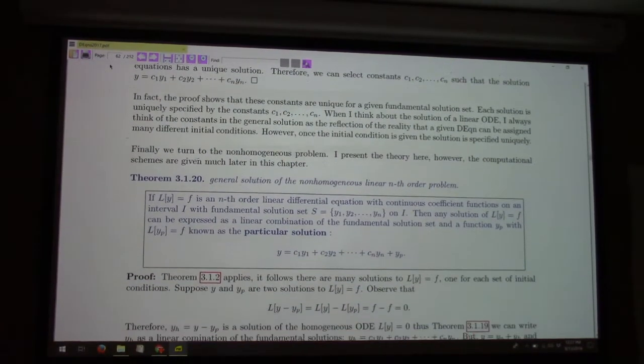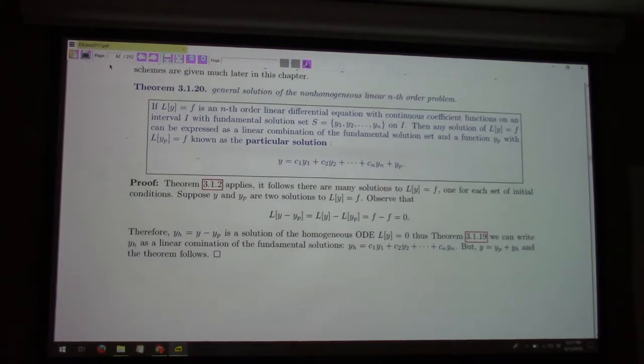And finally, what about the non-homogeneous case? Well, here's the kind of interesting thing. If we have a non-homogeneous problem, and we've got a fundamental solution set, which again is homogeneous solutions, and if we have any solution to the non-homogeneous problem, L of y equal to f, then we can express any general solution as the linear combination of a particular function, yp, which solves it.